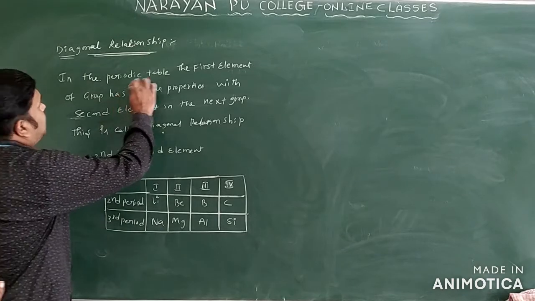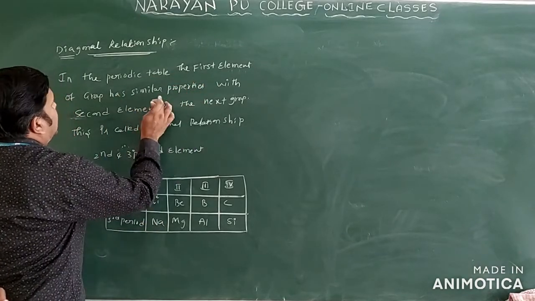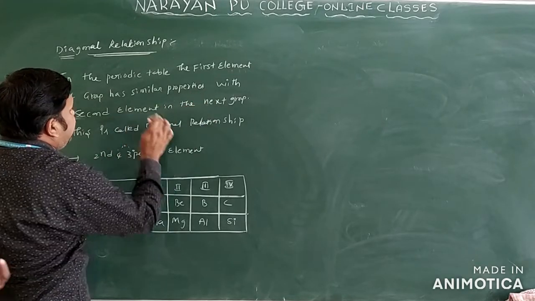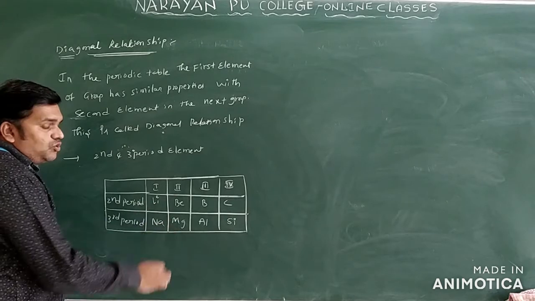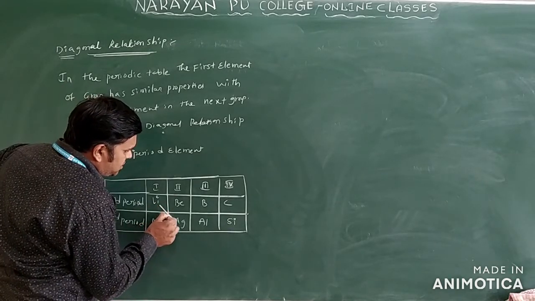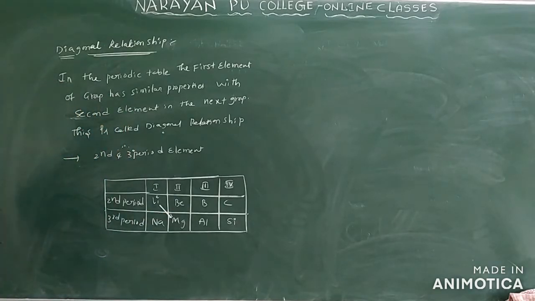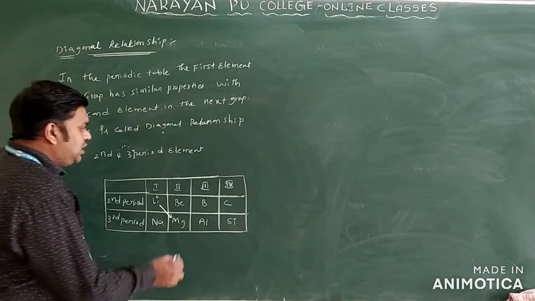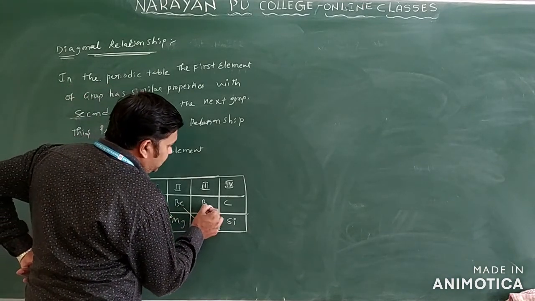In the periodic table, the first element of a group has similar properties to the second element in the next group. So this is the first element in this group. In the next group, what do you have? The second element is there. How are they related to each other? Here, lithium is diagonally related to which one? Magnesium only. Beryllium is diagonally related with what? Aluminum. Boron is diagonally related with what?